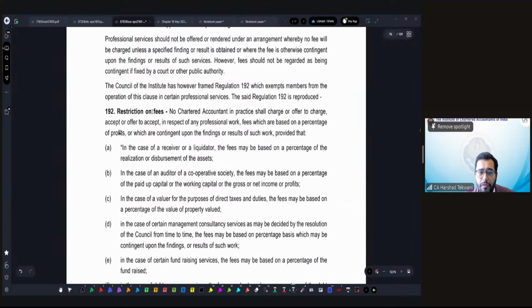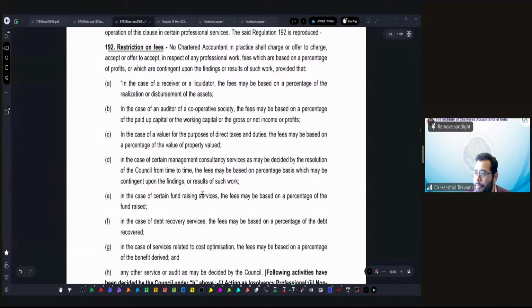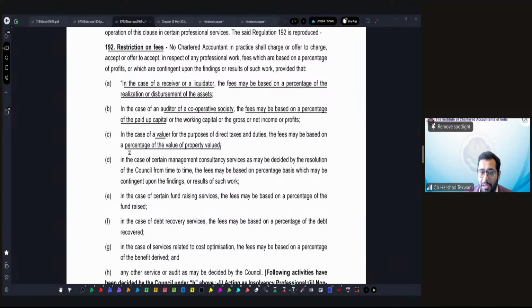Now regulation 192, restriction on fees, says that yes, you cannot charge contingent or based on percentage except for the following cases. Number one, in case of the receiver or liquidator, fees may be based on percentage of realization or disbursements of assets. In case of auditor of cooperative society, fees may be based on percentage upon paid up capital or gross income or working capital. In case of a valuer, the fees may be a percentage of the value of the property. In case of management consultancy service, it may be a percentage contingent upon the findings.